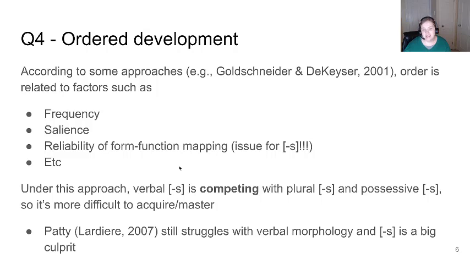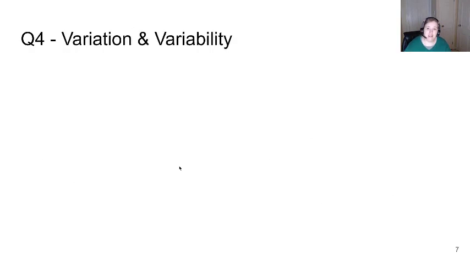Now, in particular, if you remember, Lardiere, who I actually referenced last week too, her learner Patty still struggles at the end of the book with verbal morphology, and a big culprit is that S at the end of the verb. It is really, really, really hard to do that consistently, okay? Because it's not salient and it's pretty unreliable, okay?